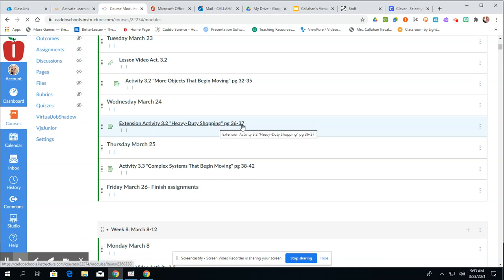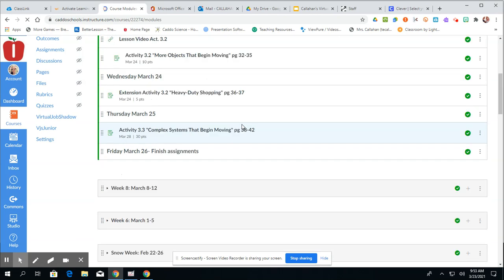If you choose to complete this in your science notebook, that's fine. Please take a picture of pages 36 and 37 and then send it to me in the inbox. Make sure that the picture is clear enough for me to read the writing on both pages. If I can't read it, I can't grade it.